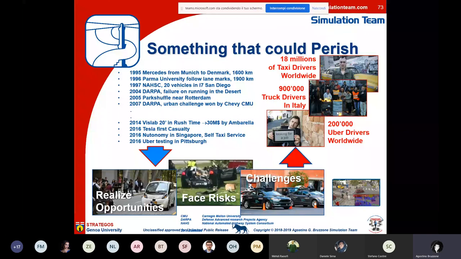But what happens when we turn on self-driving? First of all, truck drivers go out. In Italy, not in the world, in Italy, we have 900,000 truck drivers. We have 60 million inhabitants and 24 or 25 million workers. One in 25 is a truck driver, truck or bus or so. These people will lose their jobs.